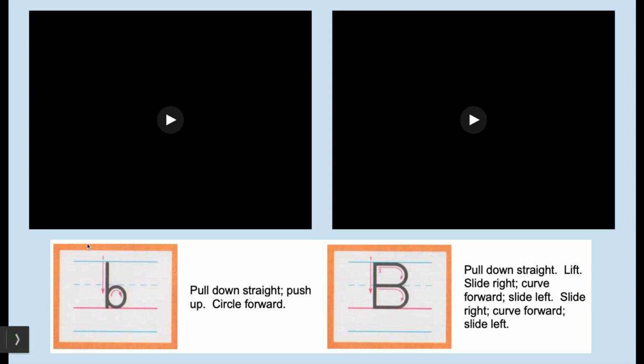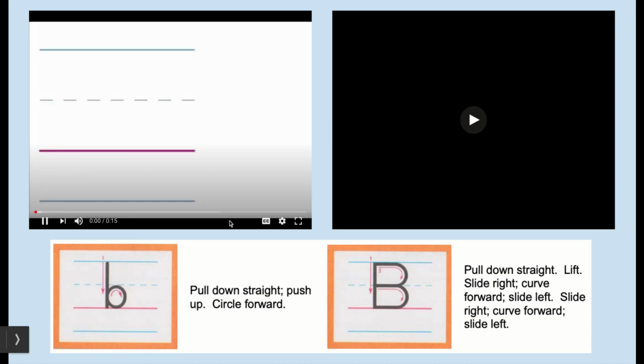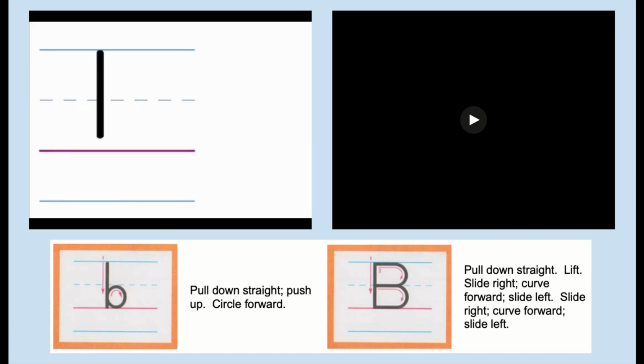Now pick up your pencil and let's practice making a lowercase b along with the video. Lowercase b. 1. Pull down straight. Push up. Circle forward. Lowercase b.